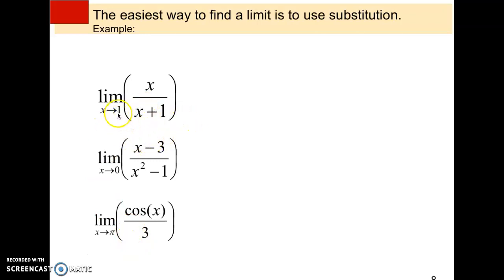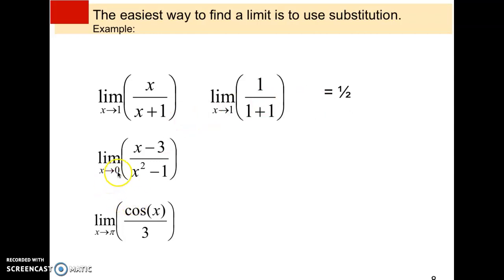Let's see if I can do it by direct substitution. If I put in 1 for x, I would get the limit as x approaches 1 is equal to 1 over 1 plus 1, which equals 1/2. In this case, x equals 1 is in the domain, so I can do just a direct substitution, and I get that the limit of this function is simply equal to 1/2. The value of the function is equal to the value of the limit.